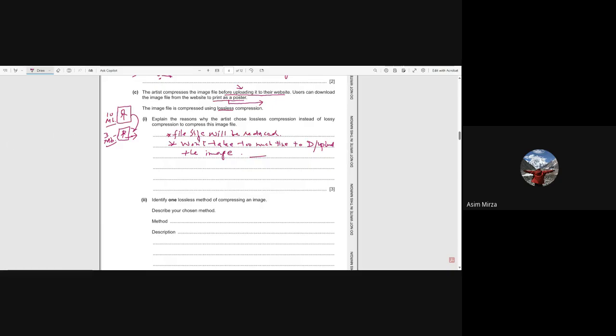Okay. And in lossy, I told you we lose the quality, but in lossless, we do not lose the quality. So transmission will be fast, of course, definitely, because the file size is reduced, so it takes less time, right? And the artist wants what? He wants to provide high quality image. Is that clear?